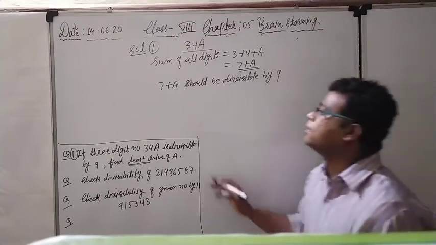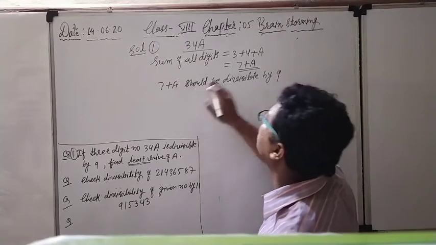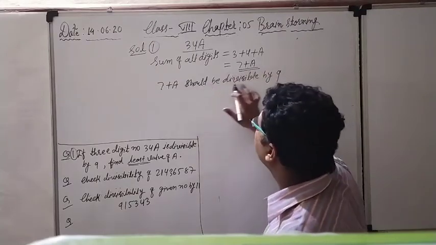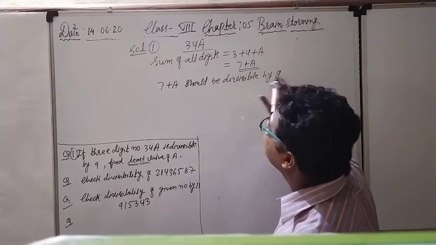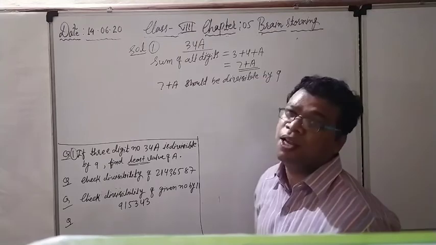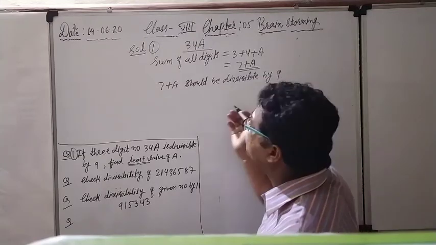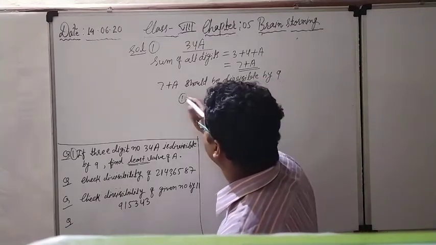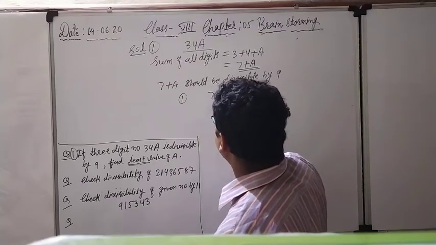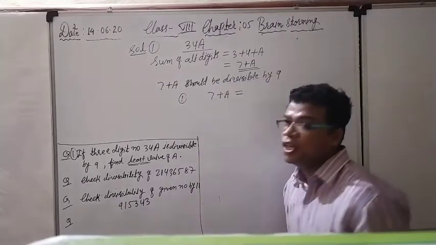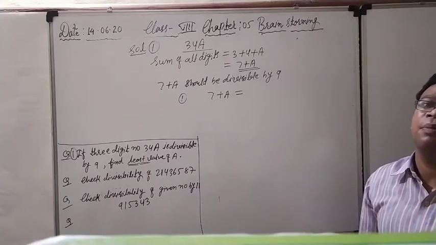So what is the sum I am going to find out here? 7 plus a should be divisible by 9. किसी भी तरीके से इसको divisible होना पड़ेगा 9 से. तो right now see the condition I have. First condition: 7 plus a की वैल्यू क्या होनी चाहिए कि वो 9 की टेबल में आए.